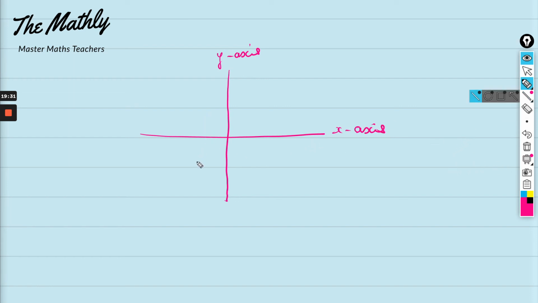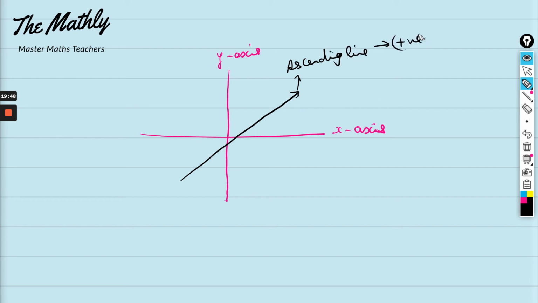Let's suppose the line is rising. Can you see? It is an ascending line, right? Whenever we have an ascending line, we always have a positive slope. Now, if we have a descending line this way, descending means it is going in the negative direction. So this will always have a negative slope.